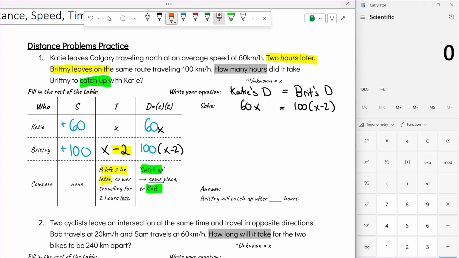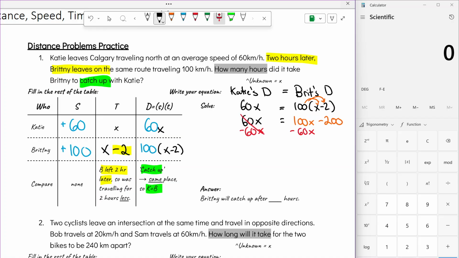First step in solving any grade 9 equation is to expand brackets. So 100 times x is 100x, and 100 times minus 2 is minus 200. Next step in solving any grade 9 equation is to collect your x's so that they're positive. Since we have x's on both sides of the equal sign here, I'm going to cancel the x's with the smaller coefficient, which is the 60. The opposite of positive 60x is to minus 60x from both sides of the equation.